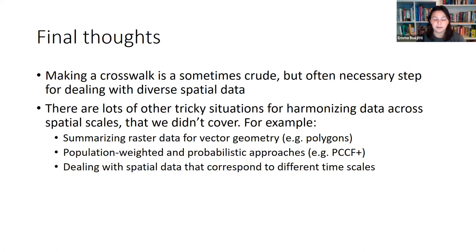But some other things that come up commonly in my work are summarizing raster data, which are continuous and carry a certain spatial resolution, with vector geometry. As I mentioned, using population weighted or probabilistic approaches to get a better attribution of one geographic unit population to another. And then also dealing with spatial data that correspond to different timescales. All of these boundaries, like the ones that we're using today, were from 2021, but they've changed quite a lot historically. And so thinking about those historical relationships in relation to present day geographies can also introduce a lot of complexity and more choices that fall onto you as the spatial analyst to make.